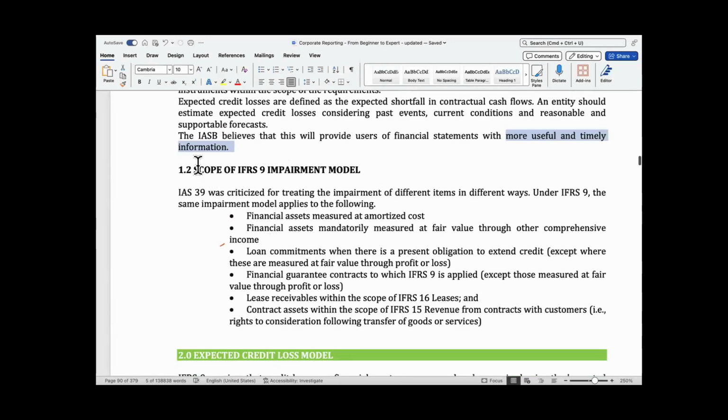And like I told you, the financial assets that we impair, the scope of this standard really focuses only on financial assets measured at amortized cost and financial assets mandatorily measured at fair value through OCI. The one at fair value through P&L is not included. There are some other items like loan commitments, financial guarantee contracts, lease receivables, contract assets. Those ones also are impaired. But the one I really want you to have at heart that ICAN can ask is that the financial assets measured at fair value through P&L are not impaired under this impairment model we're talking about.